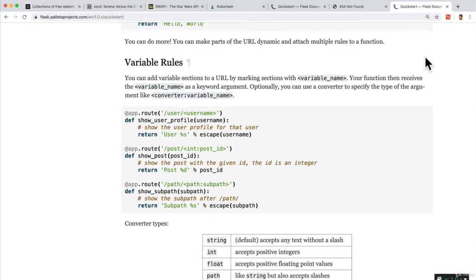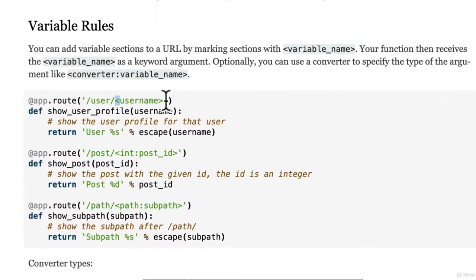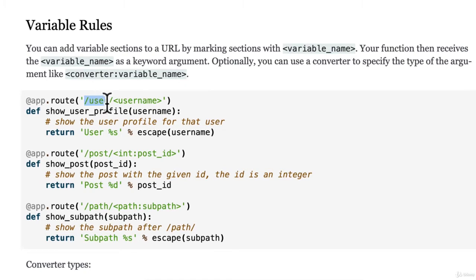Welcome back. Flask has this other tool called variable rules that we haven't talked about. And what variable rules allows us to do is something like this, dynamic. So for example, /user/ with these greater than and less than signs and the username. Now, we'll get back to this in a second and some of this syntax.